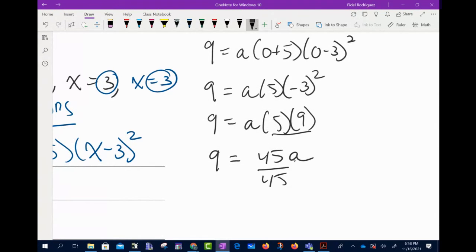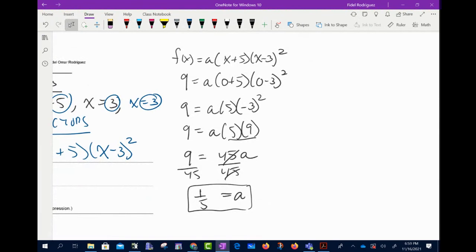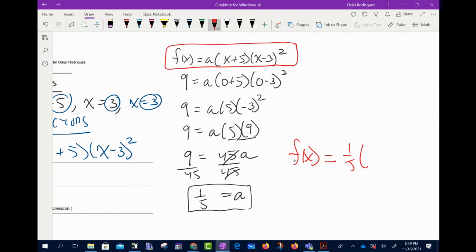So 9 equals 5 times 9 is 45 with an a. So when I divide both sides by 45, we end up with a is 1/5. Okay. And then now all we have to do, y'all, is come back to this problem right here. And instead of writing it with an a, we can say f of x equals 1/5 times (x plus 5)(x minus 3) all squared.